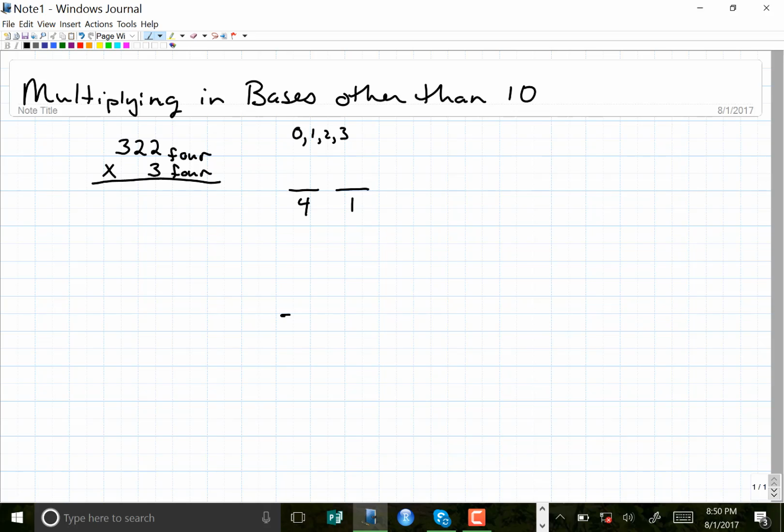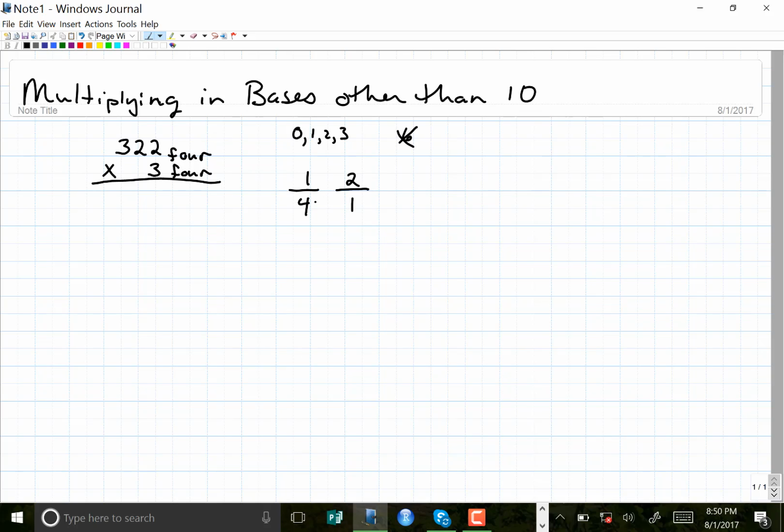So, as I've been saying all along, we're going to multiply and we're going to think in base 10. We're just going to write in base 4. So think in base 10. 3 times 2 is 6. But in base 4, we can't use the numeral 6 to represent the number 6. So we're going to have to use these numerals here. And to get 6, I need 1 four and 2 ones. So when I write 6 in base 4, it looks like 12.